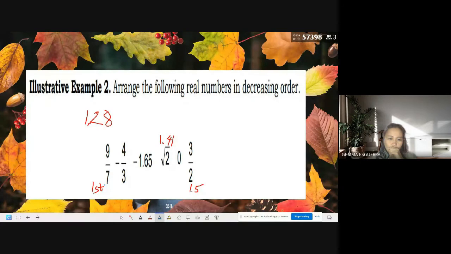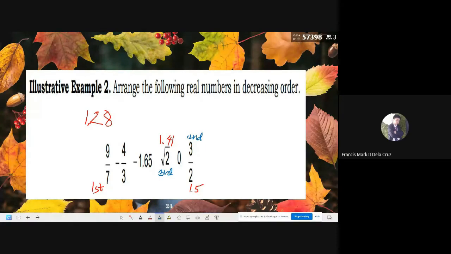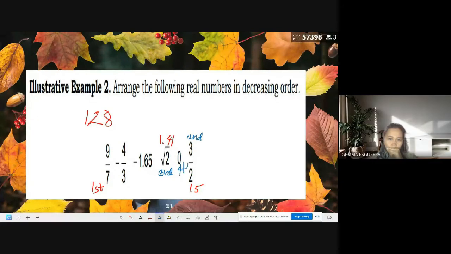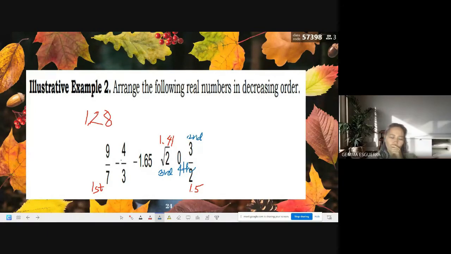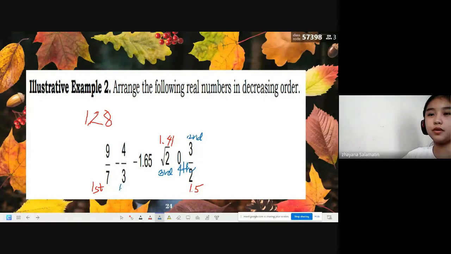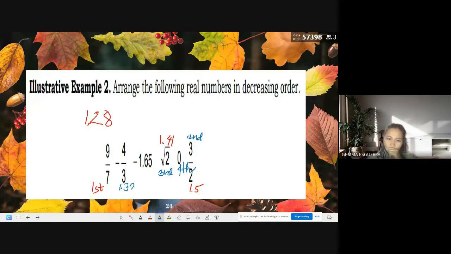So, kung ito yung first, ang magiging second natin ay ito po, tama? This will be the second. This will be the third. And then, ano po ang fourth? Zero po, ma'am. Okay, 0. And then, ano yung fifth? Negative 1.65. What is the value of 4 over 3? This is actually negative then. Negative 1.33.